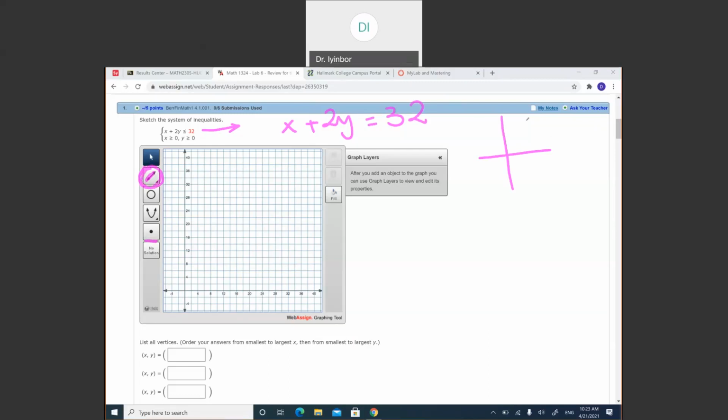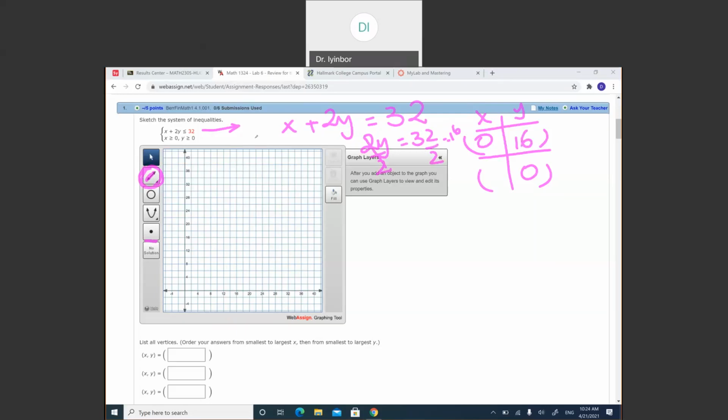So you're picking 2 numbers for x and finding y. Now, if I pick 0 for x, these are the easiest points to pick. 0 for x, and then you're going to pick another one, 0 for y. When you replace x with 0, you're going to get 2y equals 32, and then you're going to divide by 2 both sides, and then you're going to get 16. So when x is 0, y is 16.